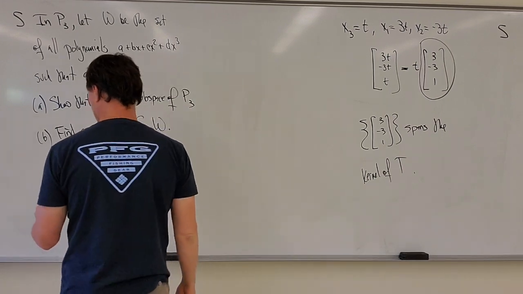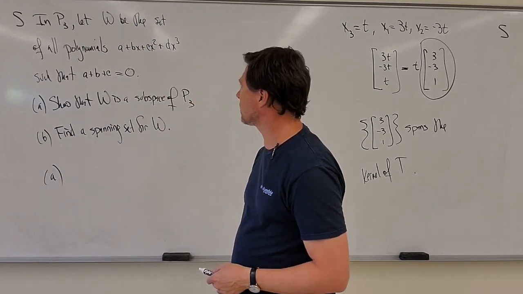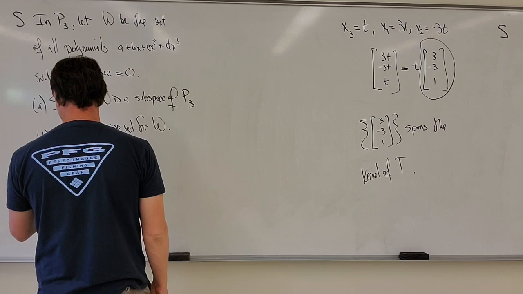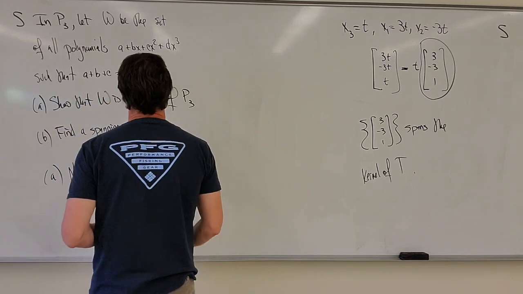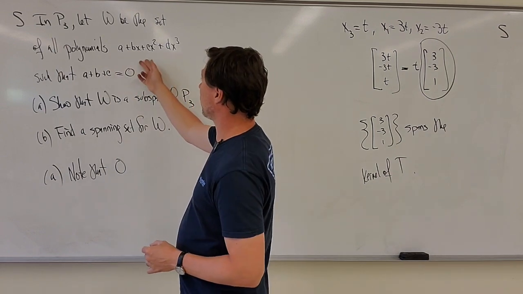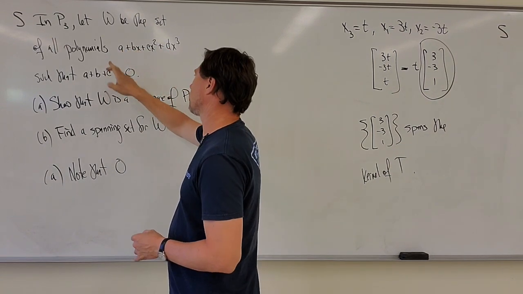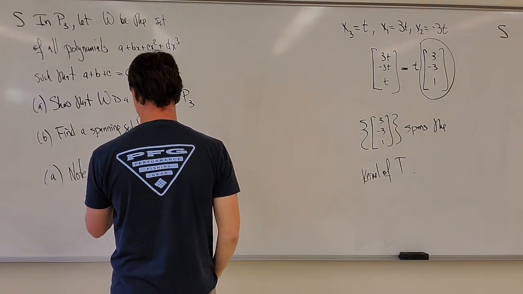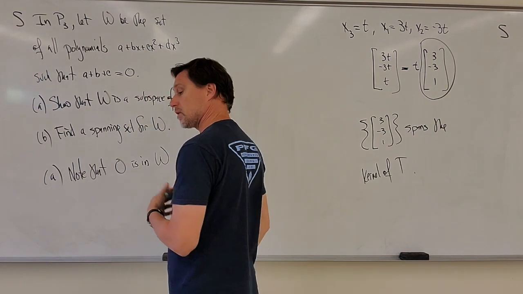Okay, so for part A, we want to apply the subspace test. Remember, it needs to be non-empty, so note that the 0 polynomial satisfies these conditions right here. 0 plus 0 plus 0 is equal to 0. So note that 0 is in capital W. So it's non-empty.